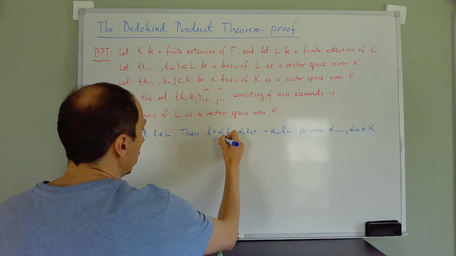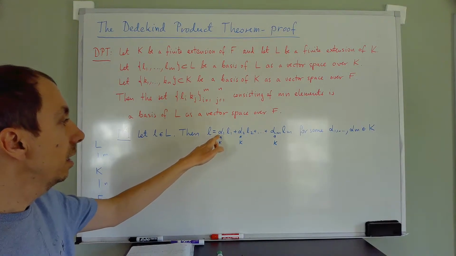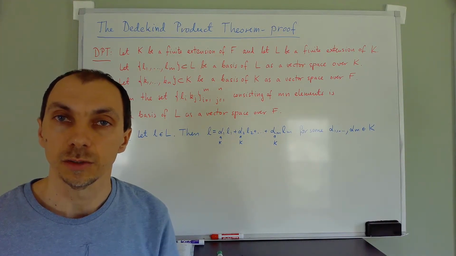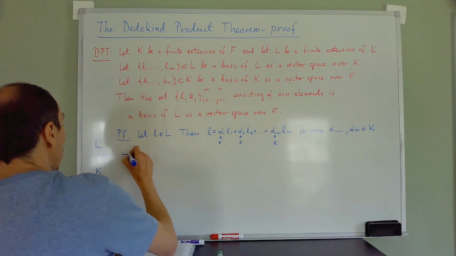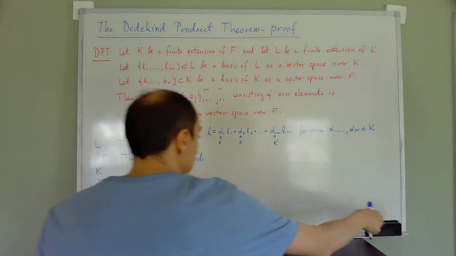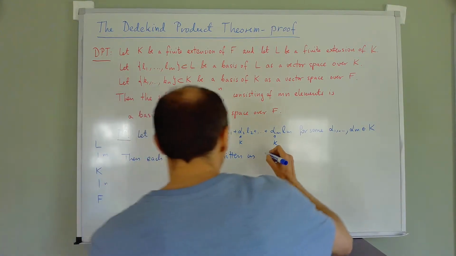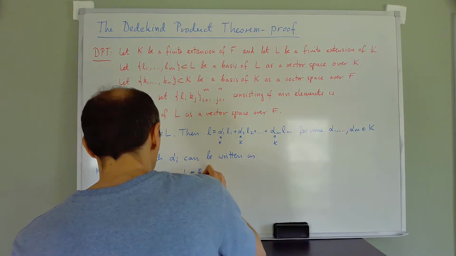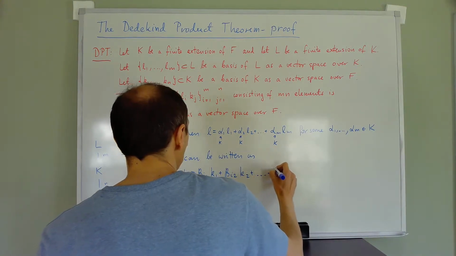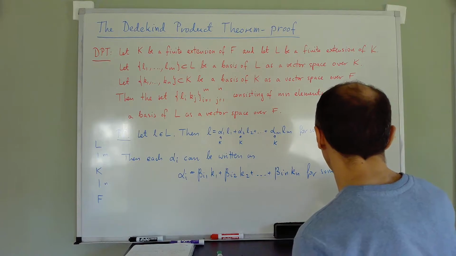Then these guys, the alphas, lie in K, so I can now use the fact that I can write them as an F-linear combination of the various ki's, because these little ki's are a basis of K as a vector space over F. So then each alpha i can be written as alpha i is equal to beta i1 k1 plus beta i2 k2 plus ... plus beta in kn for some beta ij's in F.